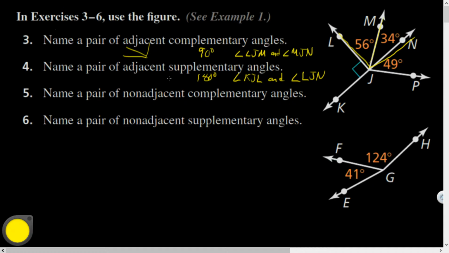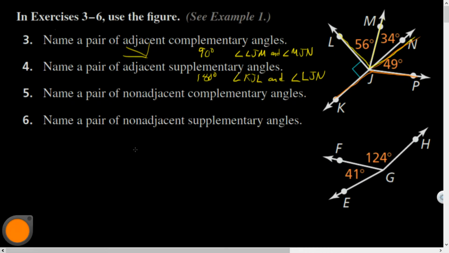Question, comment? Oh, I love it. Yeah, good catch. So these two right here. I'm not going to write it down, but KJP and NJP or PJN. Remember, the vertex of the angle has to be the middle initial for the three initial name.